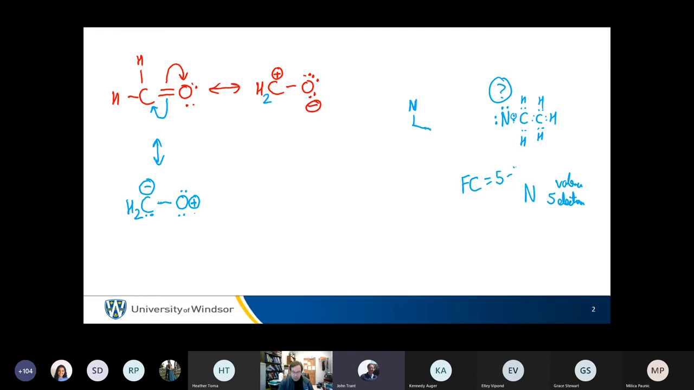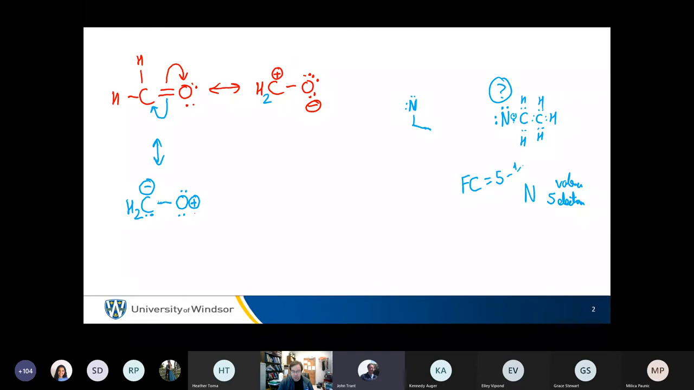Because that's a nitrene. So if nothing else is written like that, it's neutral. Because 5 minus 1/2 of 2 minus 4 equals 0.